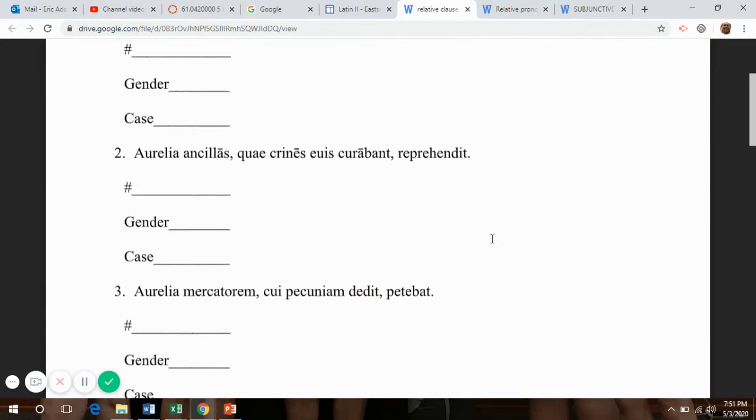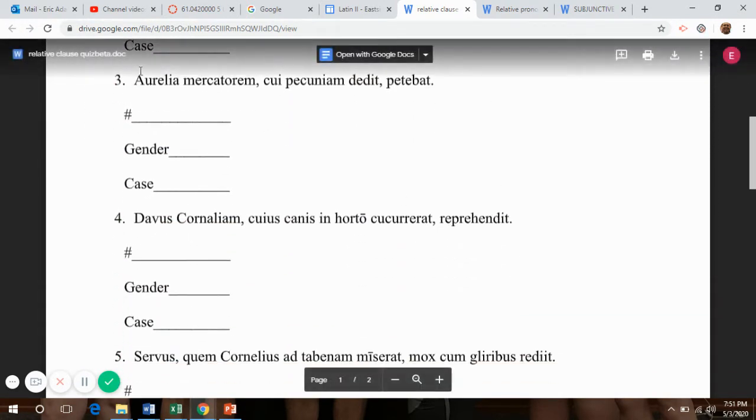Let's look at a couple more. Let's go to number 3. Aurelia was looking for the merchant to whom she gave the money. And so here, cui is singular because its antecedent is singular. Cui could be masculine, feminine, or neuter. It is masculine because its antecedent is masculine. And it is dative because in its own clause, it is functioning as the indirect object.